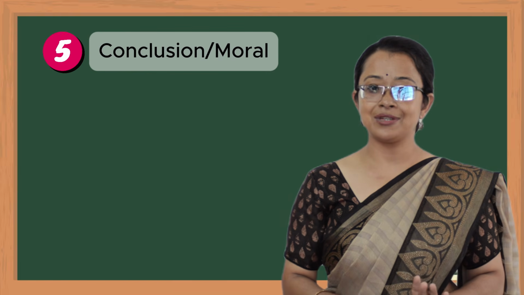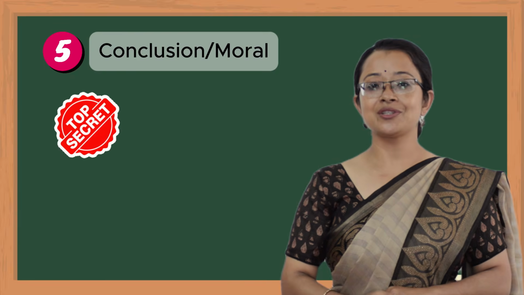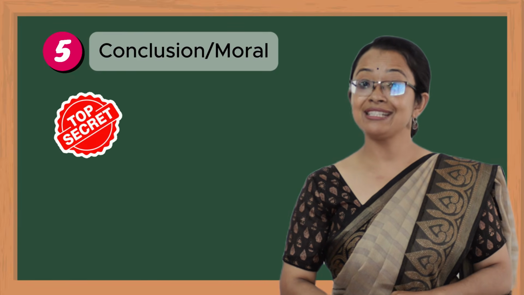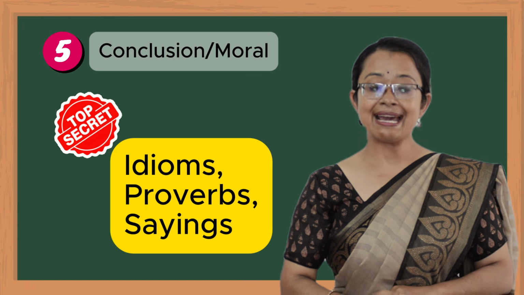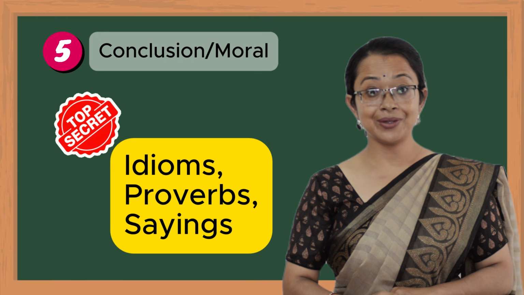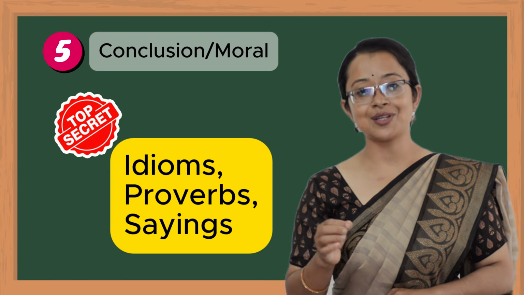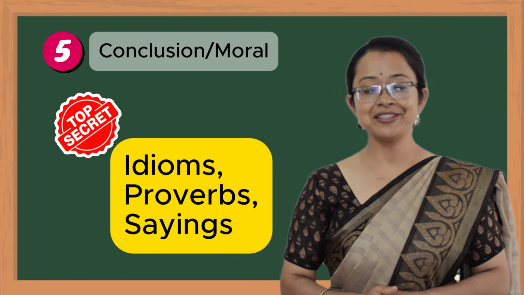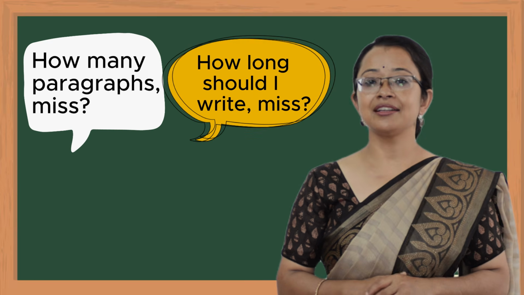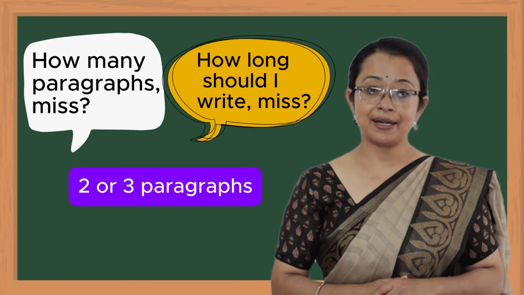Finally, your story should have conclusion and it should have a moral. Do you know that the toppers in every board exam use idioms, proverbs, or famous sayings to conclude the story as a moral? So, you are also strongly suggested to use idioms, proverbs, or saying as a moral, and it should be written in a sentence. Regarding the length of the story, your story should have minimum 2 or 3 paragraphs.